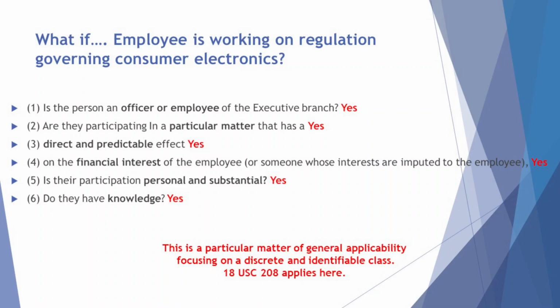Using our checklist, the thing we want to focus on here is the definition of particular matter. A rule regulating consumer electronics in particular would be considered a particular matter of general applicability affecting a discrete and identifiable class in which Apple is a part. So 208 applies again, and we're looking at recusal, divestiture, or waiver again as remedies. One note here is that a waiver might be more appropriate for a particular matter of general applicability rather than a party matter, since the matter is not just focusing on the one company where the employee has a financial interest.